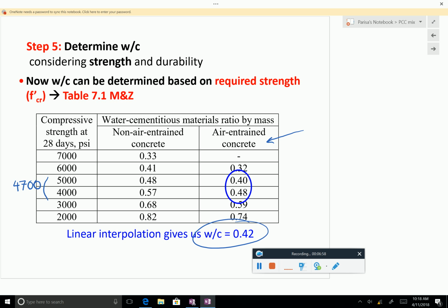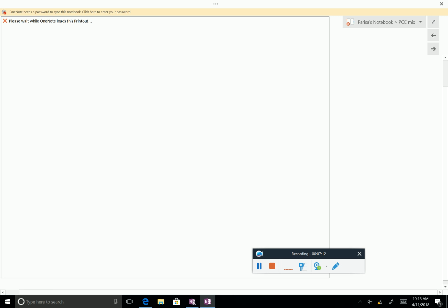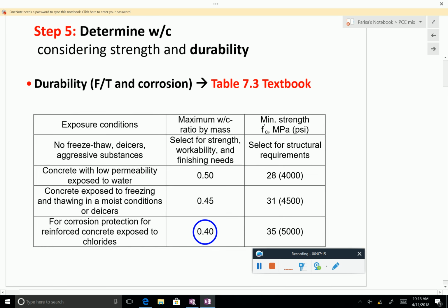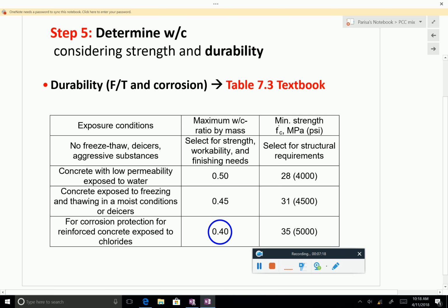Now we have to look at durability. There are also tables which give you some idea how to choose it for durability. And one table is the next slide. So here, you see now you have a maximum water to cement ratio for different exposure, for example, corrosion. Look back at your problem if you have forgotten and convince yourself that this is a good choice, just looking at the durability.